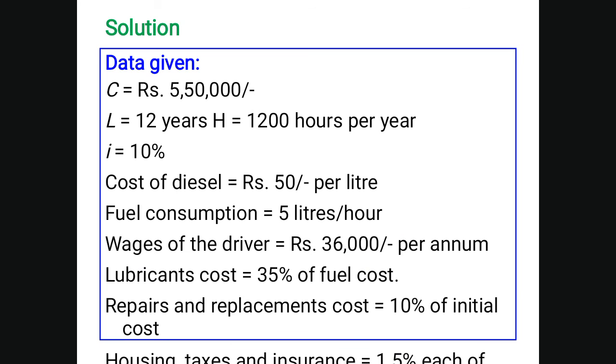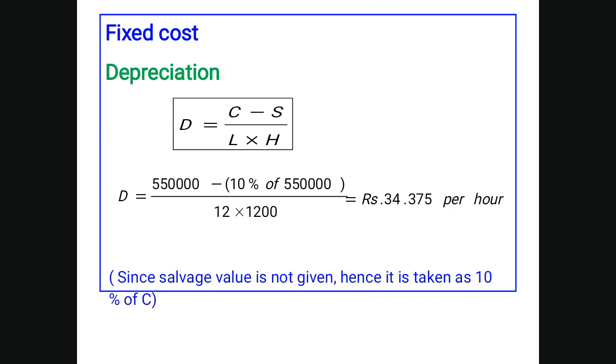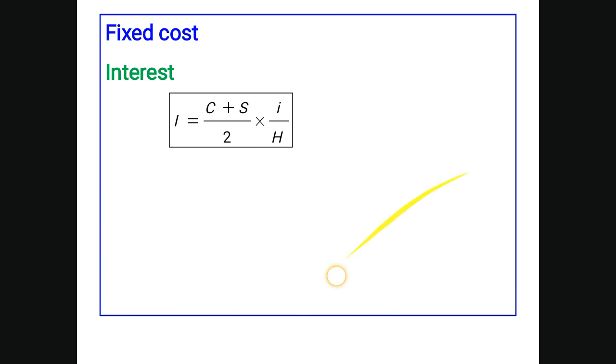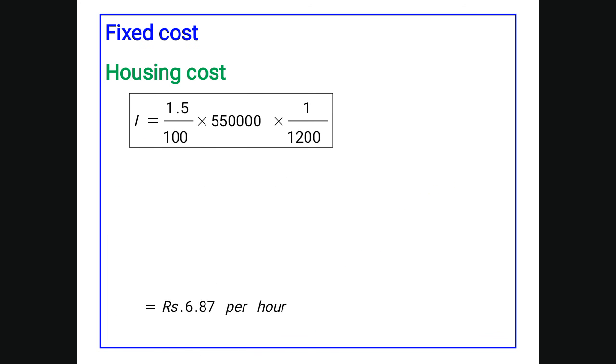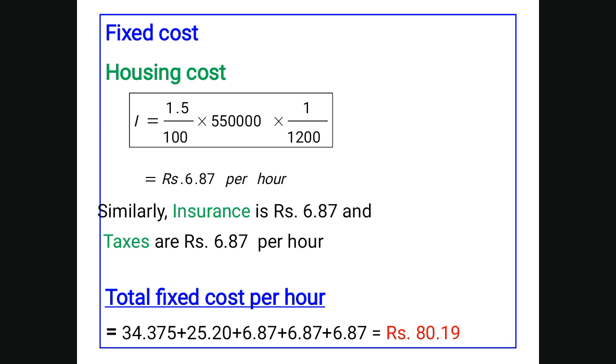Now how to calculate the depreciation, the fixed cost, in this way. You will get 34.375 rupees per hour. Now the interest, in this way we calculate. Then housing cost we take as 1%. Then similarly we take insurance and taxes. Therefore, the total fixed cost we get is 80 rupees per hour.